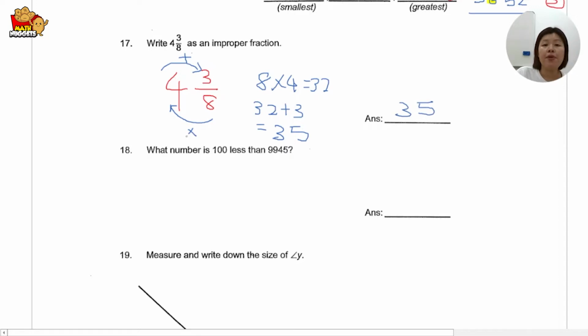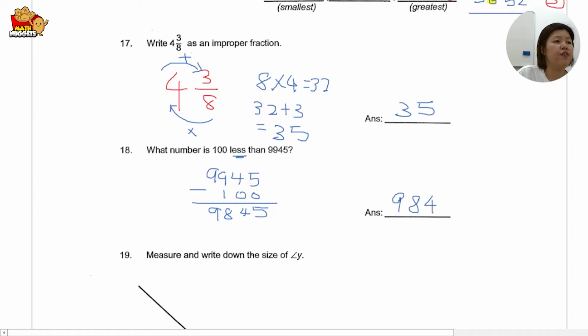Next, what number is 100 less than 9,945? So this number must be less. So we need to minus 9945 minus 100. We will get 9845.